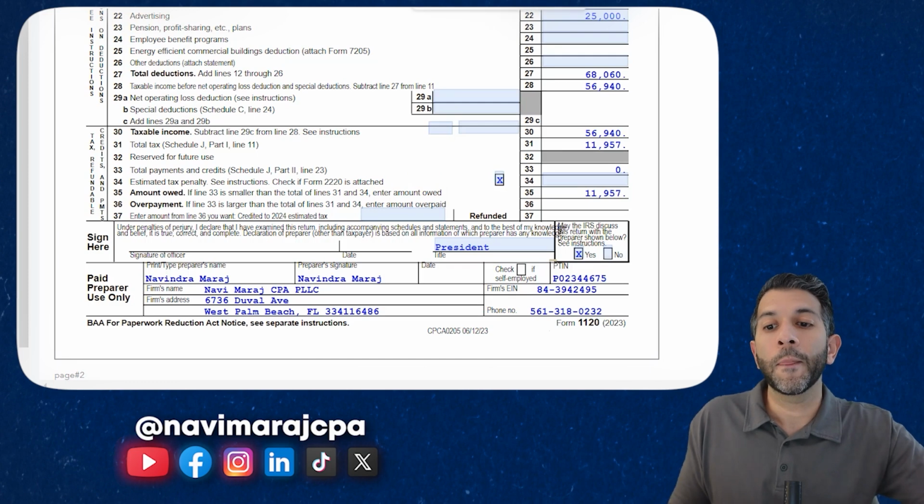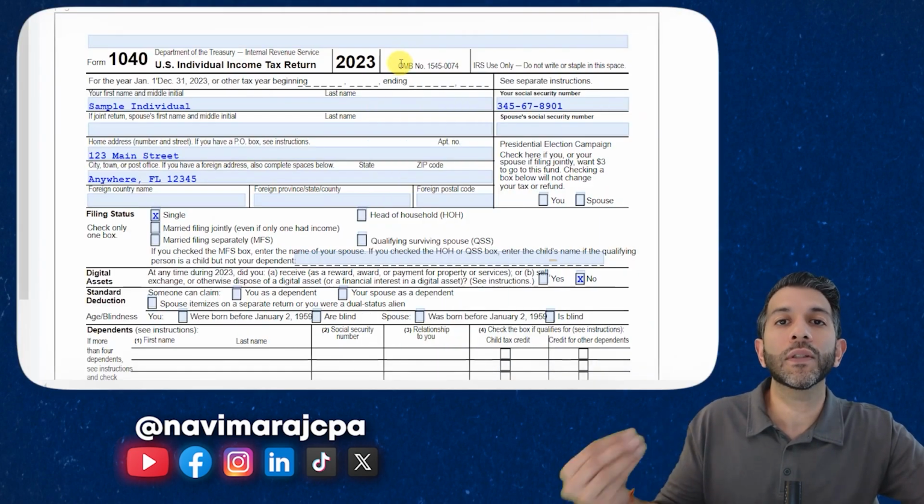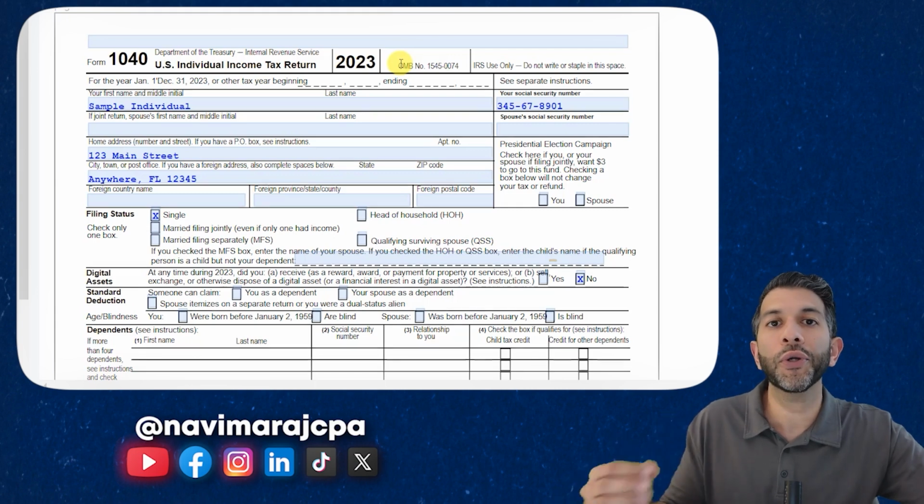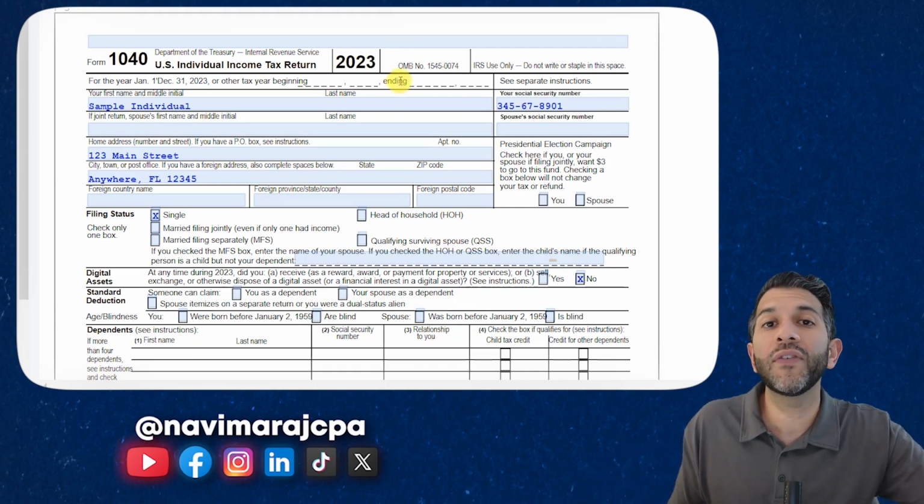Now, what about your individual tax return? You're the shareholder of this C corporation. It's your business. You own it 100%. What does your individual tax return look like? Well, here we have Form 1040 for the year 2023. Let's just say your name is Sample Individual.